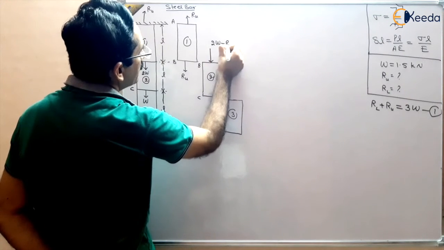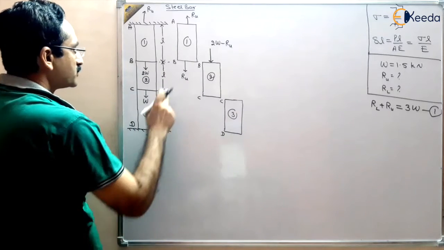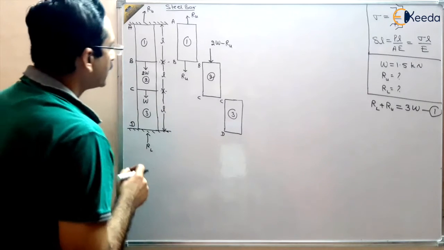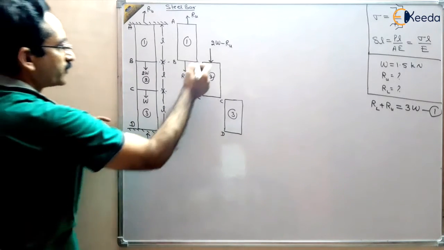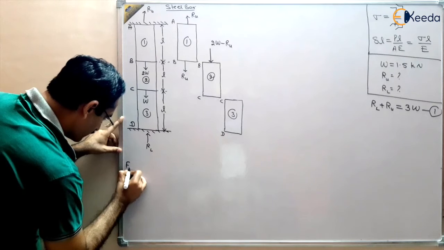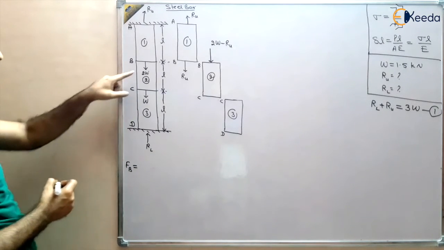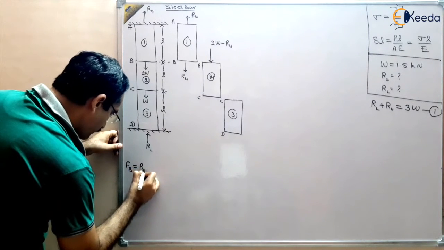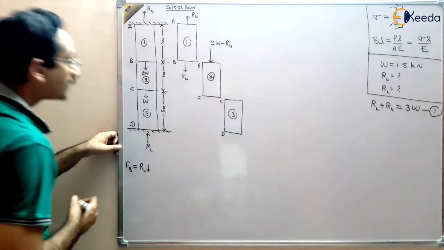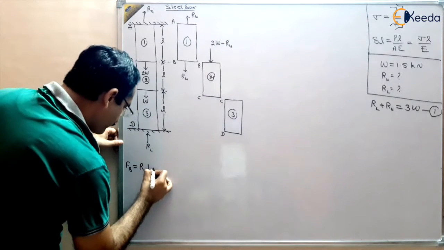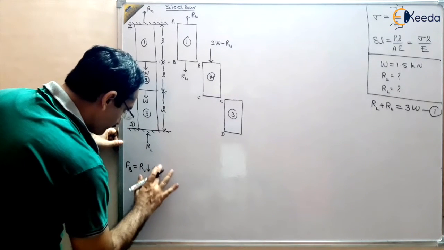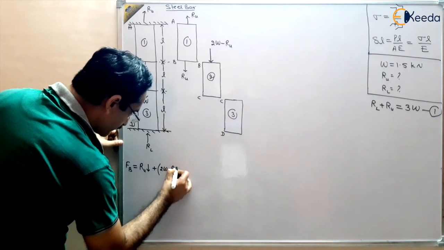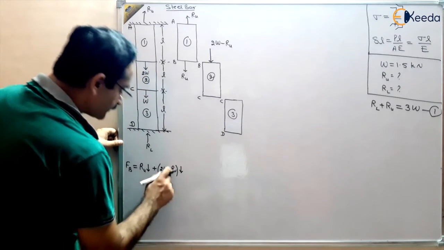2W minus RU in downward direction, so that the sum of this and this may become 2W, right? So here I am writing the force on B. That should be equal to 2W downward, and we have applied RU in downward direction, and 2W minus RU, also in downward direction.